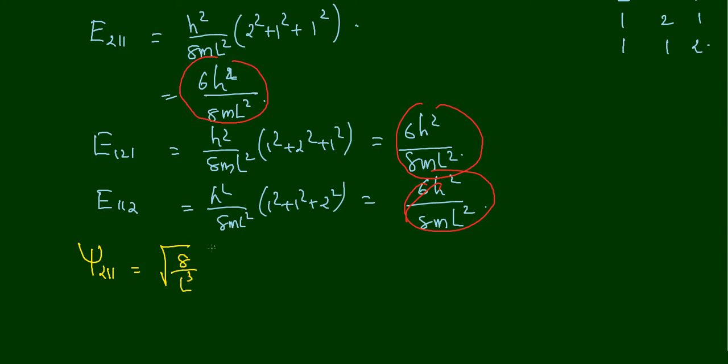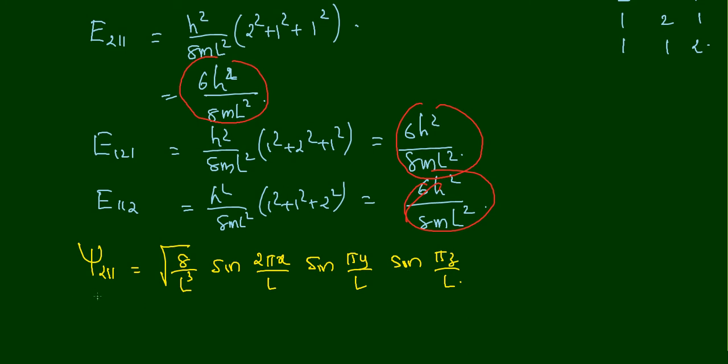There is no change there. The change is going to come in the sine functions, right, the sine functions. So for sine, what is our expression? Nx pi x by L. So in our case, Nx is equal to 2. So we have sine 2 pi x divided by L. Then sine pi y divided by L, because Ny is equal to 1, and sine pi z divided by L. Okay, that is the psi 211.